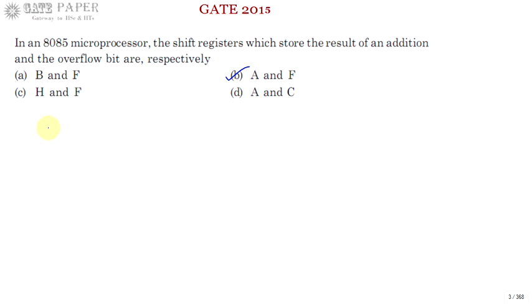In 8085, addition can take place with the help of the ADD instruction. This may be ADD B or add immediate number, something like 40H. So these are examples of add instructions: add with a register, or add with the data given in the instruction itself. This is called ADI, add immediate, and ADD means add.